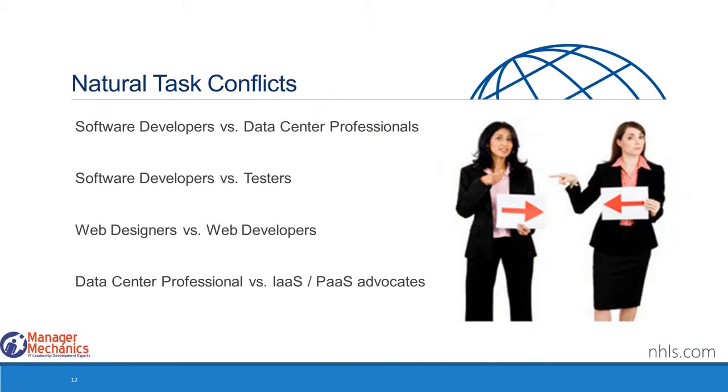Next area is natural task conflicts. What these are, let's just take a few examples, the first of which is software developers versus data center professionals. The big one there is that the software developers want computer power. The old joke in the software development world is, how many servers do you need to build that new project? The answer to that is, how many servers you got.